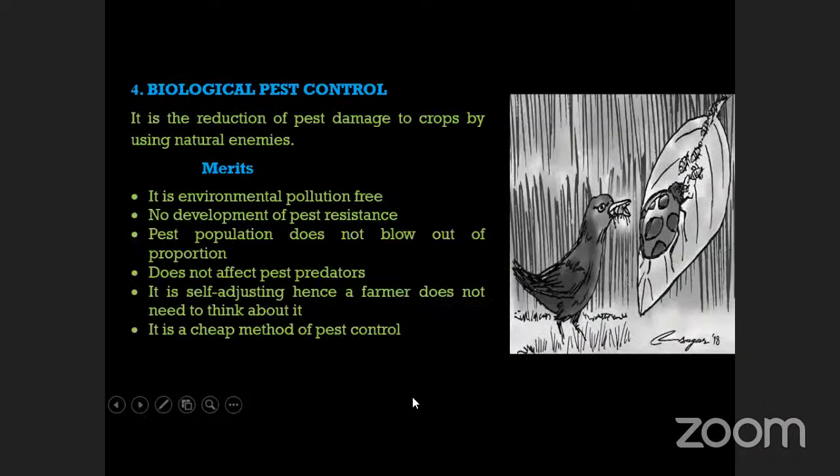So next time when we meet, we shall start with biological pest control measure. Okay. Hello. Hello, Shania. Are you there? Yes. Hello. Okay. So next time when we meet, we shall be talking about biological pest control measures.